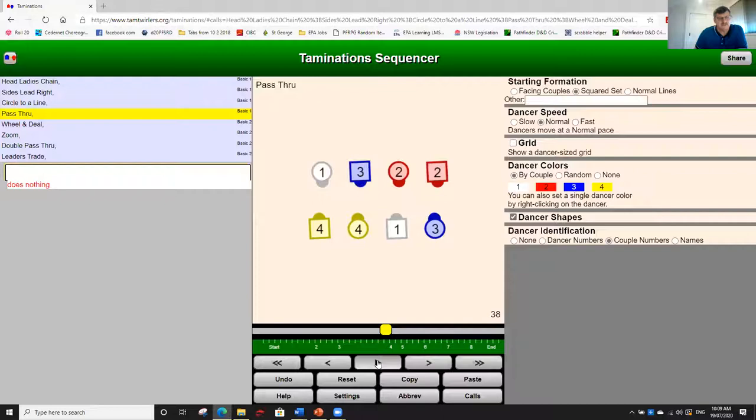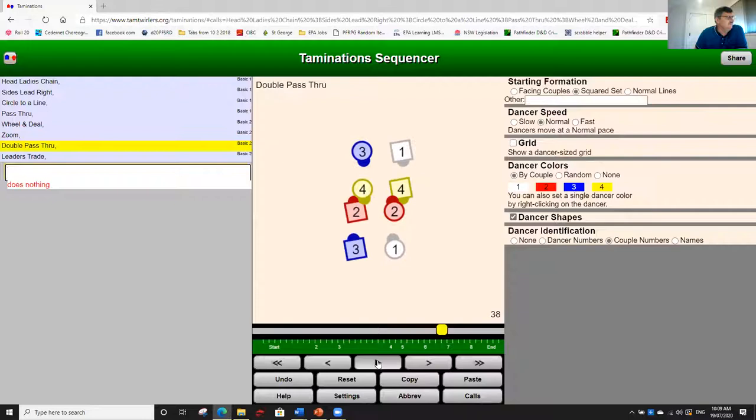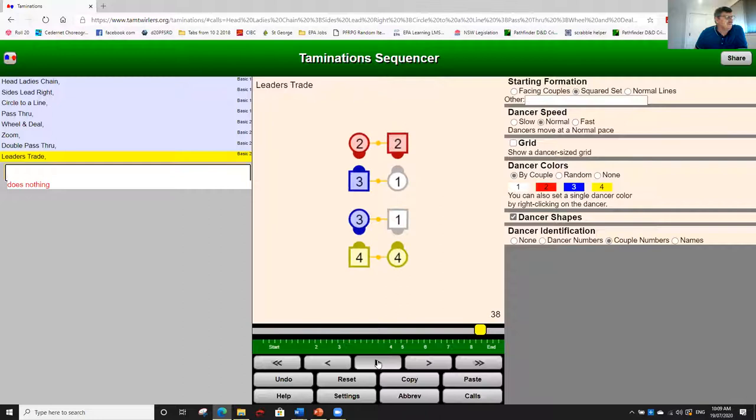Okay, pass through. Wheel and deal. Zoom. Double pass through. Leader's partner trade. Okay, so now you've got a corner box. In that full sequence, I've essentially got a static square to a corner box.